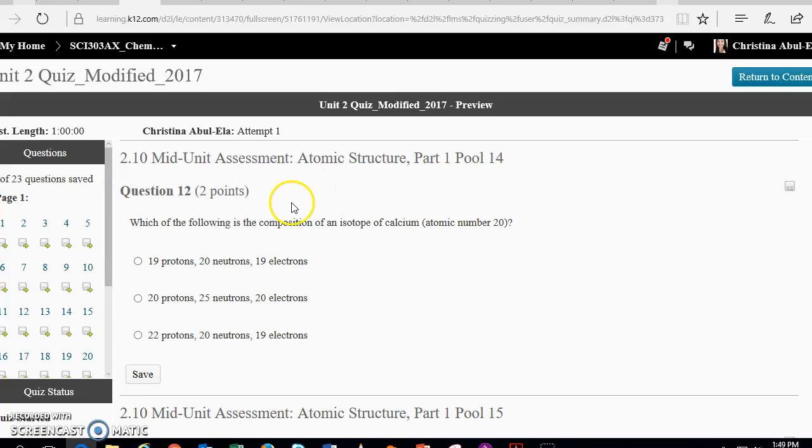Question 12. Which of the following is the composition of an isotope of calcium, atomic number 20? Is it 19 protons, 20 neutrons, and 19 electrons? 20 protons, 25 neutrons, and 20 electrons? Or 22 protons, 20 neutrons, and 19 electrons?